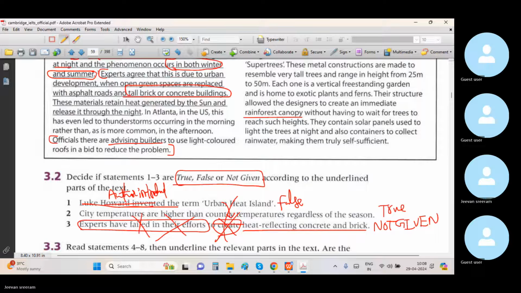Officials have not encouraged light colored roofs. Have not encouraged means have not advised, so then you have to go with false. Officials have not encouraged light colored building equipment, so that is false. What is true? Officials have actually suggested builders to use light colored. If the statement says officials have not encouraged, that is absolutely false, because the passage says officials have actually advised the builders to use light color.